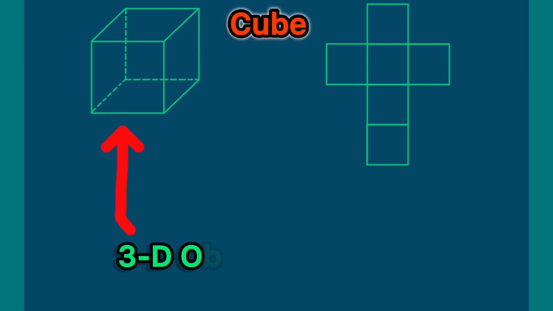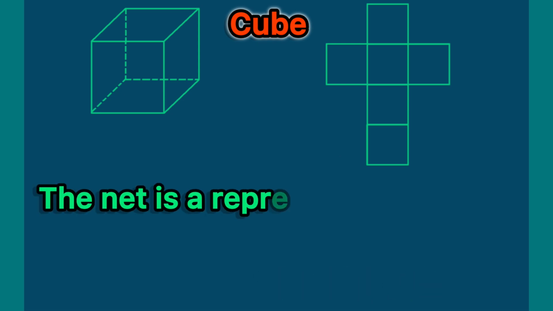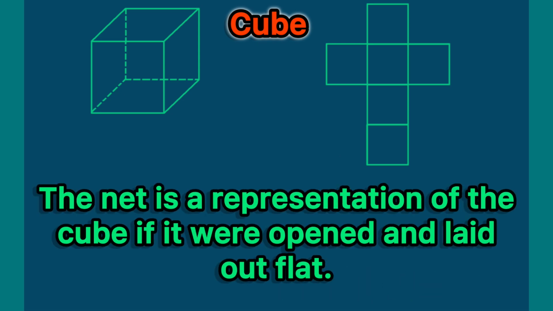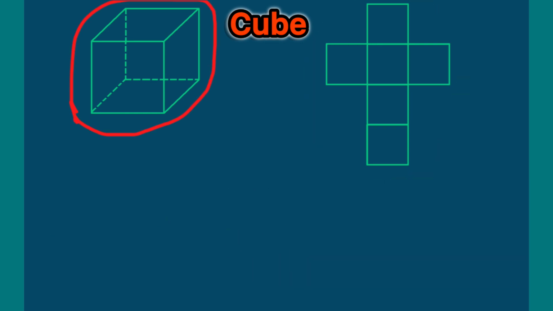On the top left is our three-dimensional object, and on the top right is that object's net. The net is simply just a representation of the cube if it were opened up and laid out flat. We can use the net or the 3D shape to find its surface area.